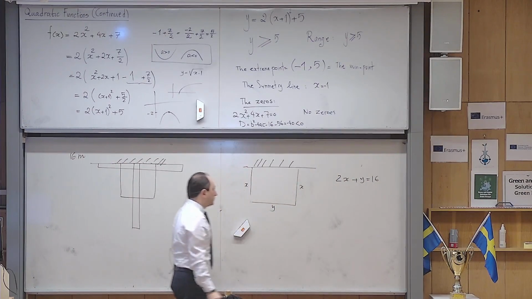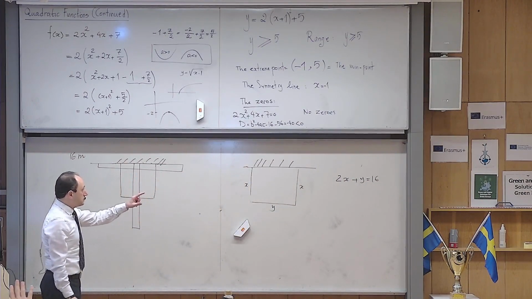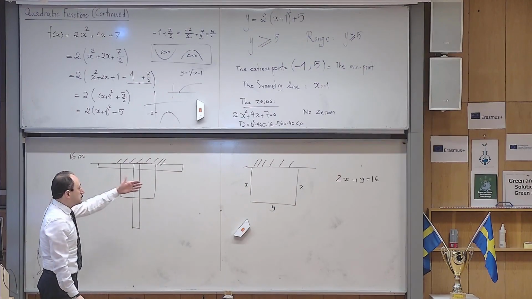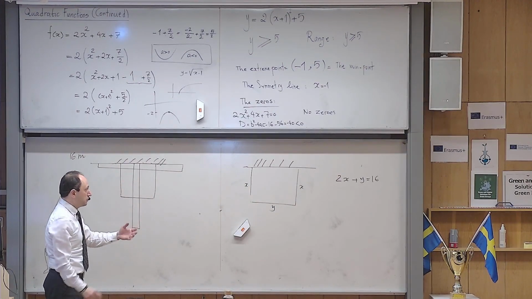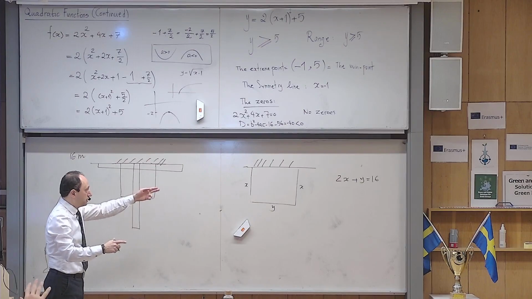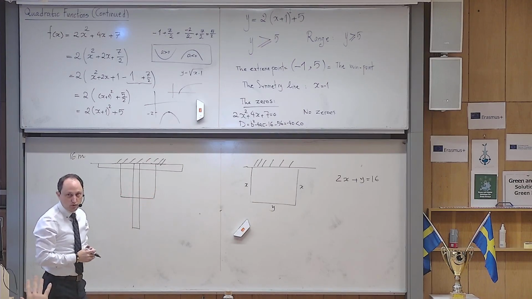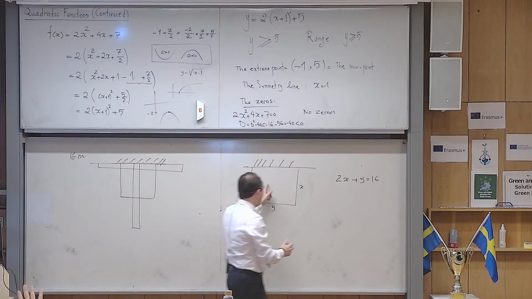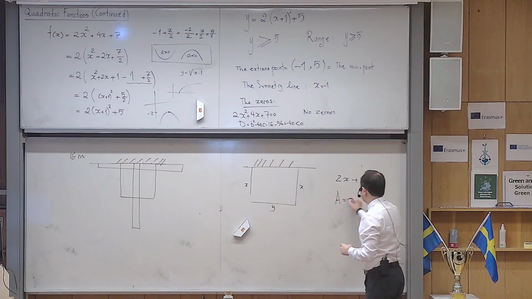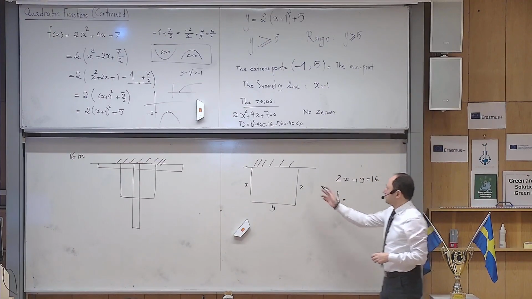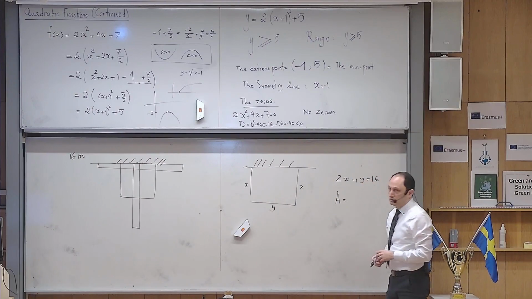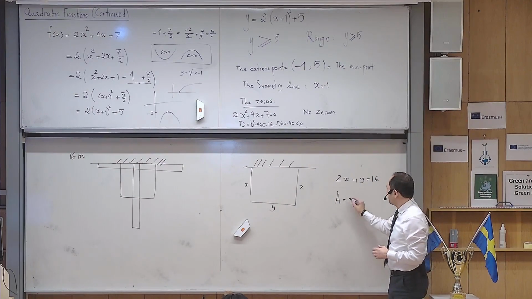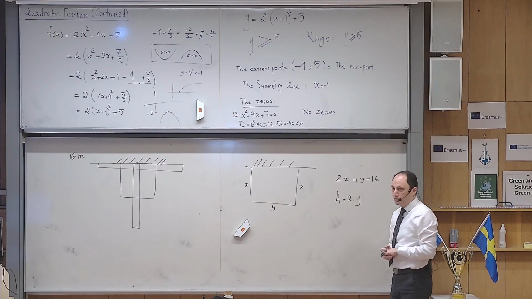Okay. But this is what I know. But this is not my target function. My target function is my area. I want to increase it. So let me write the area. What is the area of this? What is the area of the garden? x times y. Yes or no?